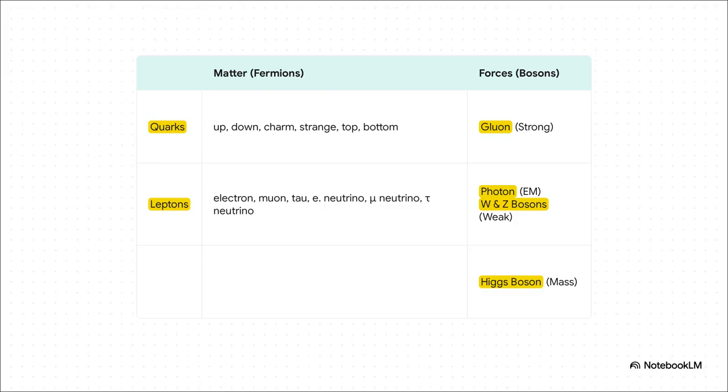And here's the whole shebang, all on one chart. Look at that. On the left, you've got your 12 matter particles, which scientists call fermions. Those are your quarks and leptons. And on the right, you have the force carriers plus the Higgs. Those are called bosons. And this ridiculously tidy chart, it explains the fundamental workings of pretty much everything you've ever interacted with in your entire life.